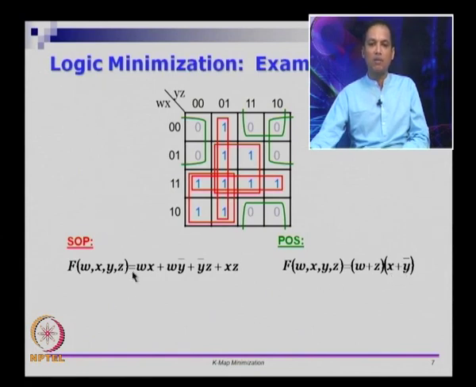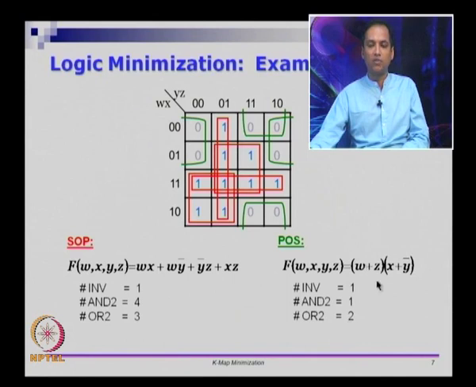So this is the sum of product and this is the product of sum. In this case you will need 1, 2, 3, 4 AND gates, 1, 2, 3 OR gates and 1 inverter, right, only for Y you need an inverter. So 1 inverter, 4 AND gates and 3 OR gates, whereas in this one you need 1 OR gate here and 1 OR gate here, 1 AND gate here and 1 inverter there. So 1 inverter for Y bar, 1 AND gate for the product and 2 OR gates for the individual terms.